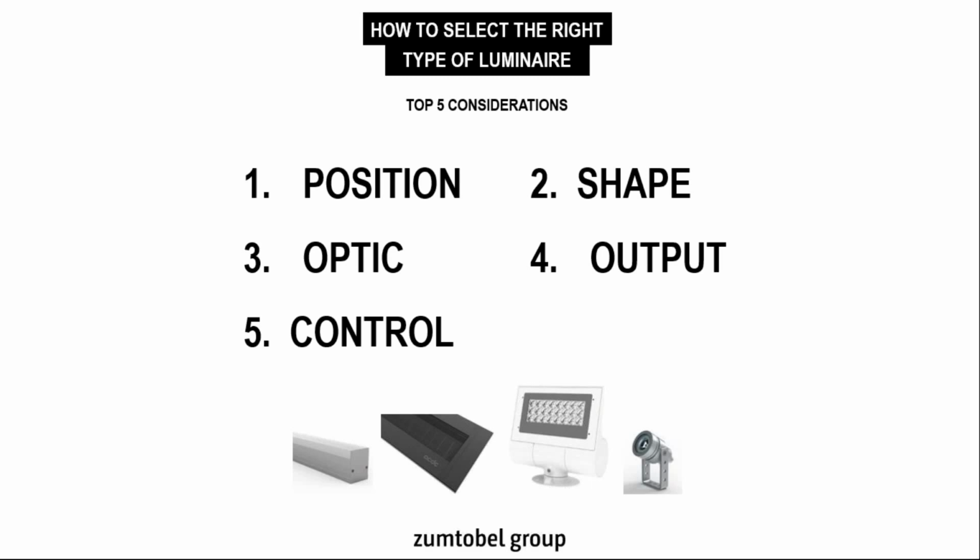And then 3, optic. What are we picking out? How are we creating that level of contrast from what we've talked about before? 4, output. Don't overlight, but don't underlight. And it's about that balance and really understanding the light. And then, of course, 5, control. So yes, that's about accessories. Yes, it's about maybe scenes of light as well.